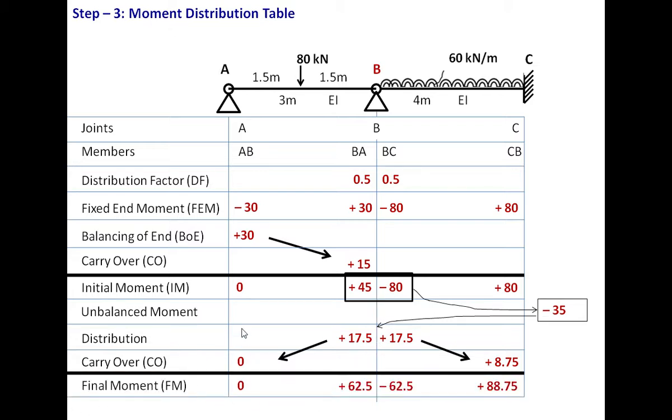So as the final moment, we have to sum up the moments between these two lines. This is 0, this is 45 plus 17.5, which is 62.5, and this is minus 80 plus 17.5, which is minus 62.5. It is very important that after adding, you should check that these two moments are the same in magnitude and opposite in nature. So as we can see, it is the same 62.5, and one is plus, another is minus, and this is 80 and 8.75 will become 88.75.